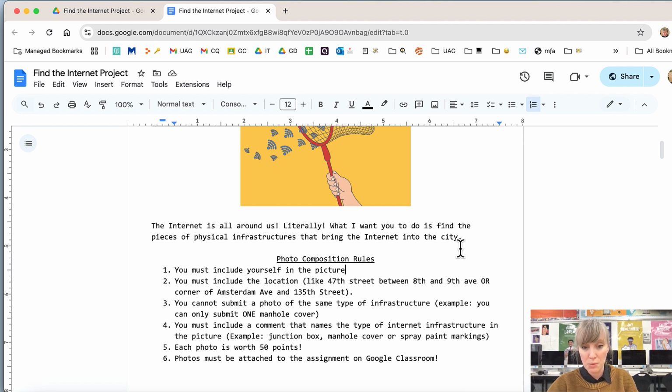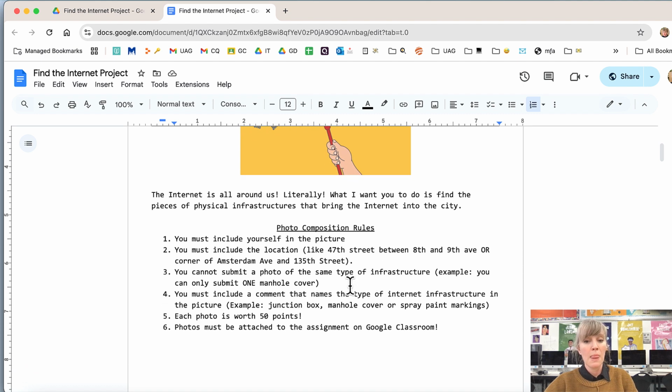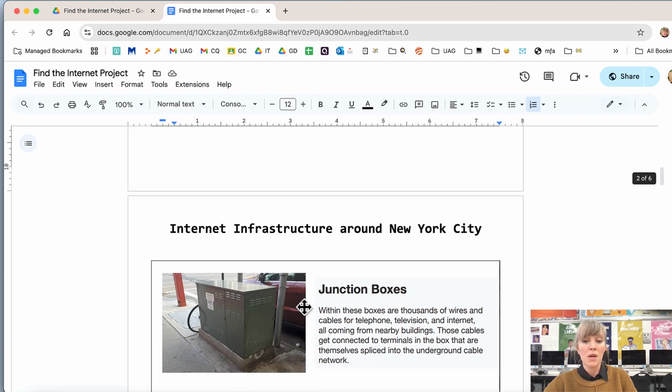I'm not going to publish these pictures anywhere, so you don't have to worry about that. It's just to make sure that you're not taking a picture from the internet and submitting it as if it's your own. You have to include the location, so the cross streets of where you're finding this. It has to be of two different types of infrastructure, and again, I'll go over what those types are in a second. You have to have a comment that includes the name of the infrastructure, and each picture is worth 50 points. And the pictures have to be attached to the Google Classroom assignment.